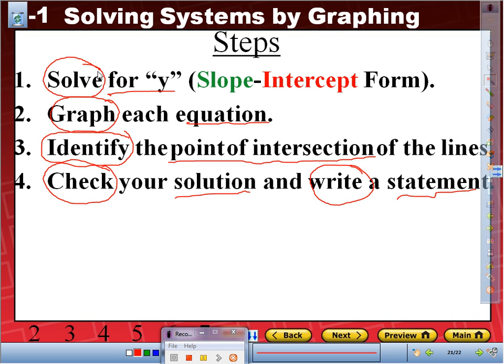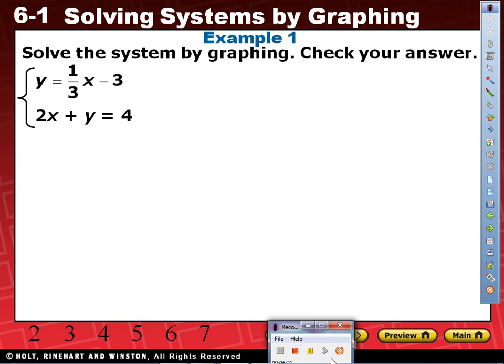So let's see. Step 1, we solve for y. Do we know how to do that? Yes. And we write it in slope-intercept form. Step 2, graph our equations. Step 3, identify the point of intersection of the lines. And step 4, check your solution and write a statement. Step 1, solve for y. Step 2, graph your equations. Step 3, identify the point of intersection. Step 4, check your solution and write a statement. Tell your neighbor the steps and have them tell it back to you.